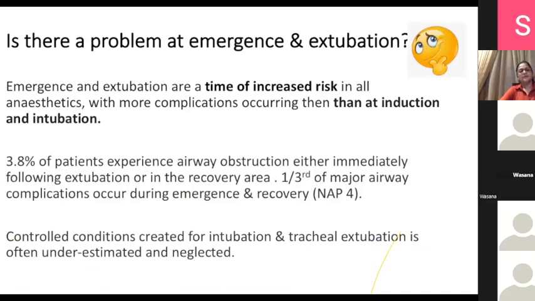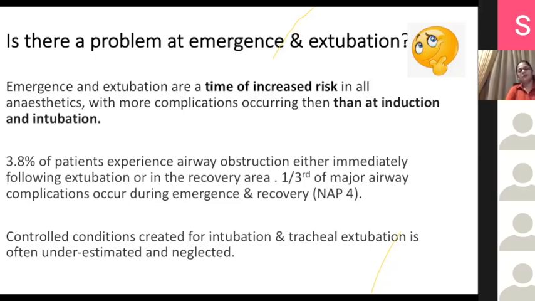So what next? Let's have a look at what happens at emergence and extubation, because that is important to highlight the magnitude of the problem. What has been found and what's said in the literature is that emergence and extubation are times of increased risk in all anesthetics. And actually, more complications occur at extubation rather than at induction and intubation. If I'm to give you some numbers and values, 3.8% of patients experience airway obstruction, either immediately following extubation or in the recovery area.